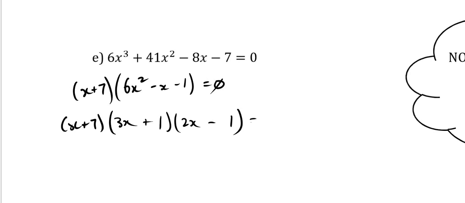Therefore, x equals negative 7, x equals negative 1 over 3, and x equals positive 1/2. So we did this several times throughout the last unit. If I put in 1/2 to this, I would get 0, right? That's what it means to be a factor, to be a solution.